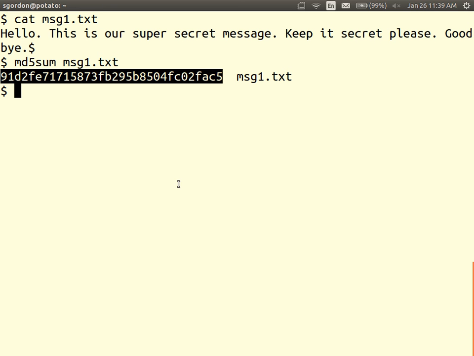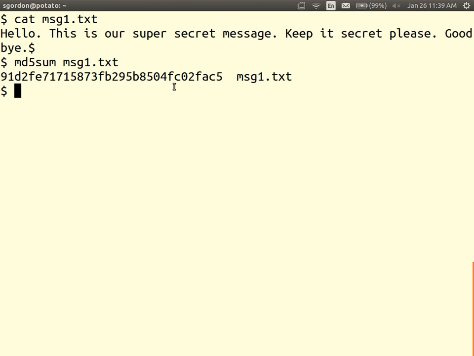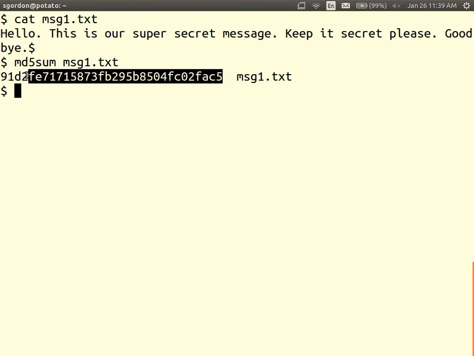The idea of the one-way property is if I give you this value, then I ask you, find what the original message is. That's hard to do if you have a secure hash function. It's hard to go backwards. It's easy to calculate the hash, but hard, given the hash, to find the message.